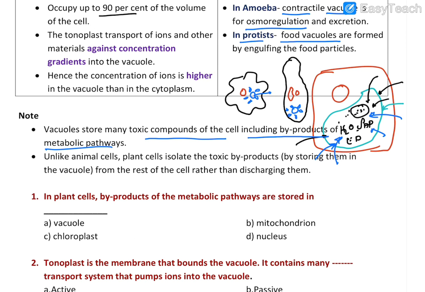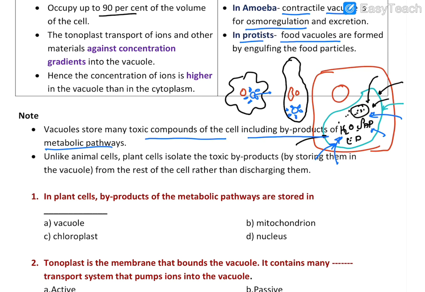Such types of vacuoles are found in plants as well as in animals. In some animals, particularly in amoeba, you find vacuoles which are mainly meant for osmoregulation as well as excretion. In protista, you find the food vacuoles. In plant cells, it is one of the important characteristics: 90% of the plant cell is represented by the vacuole.